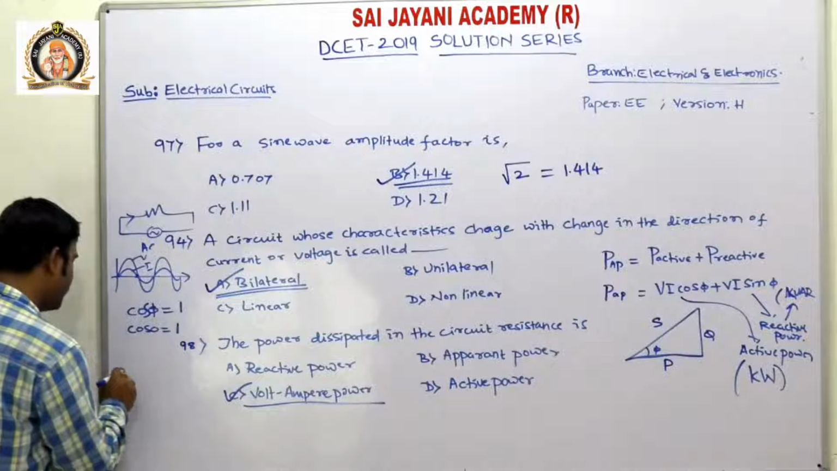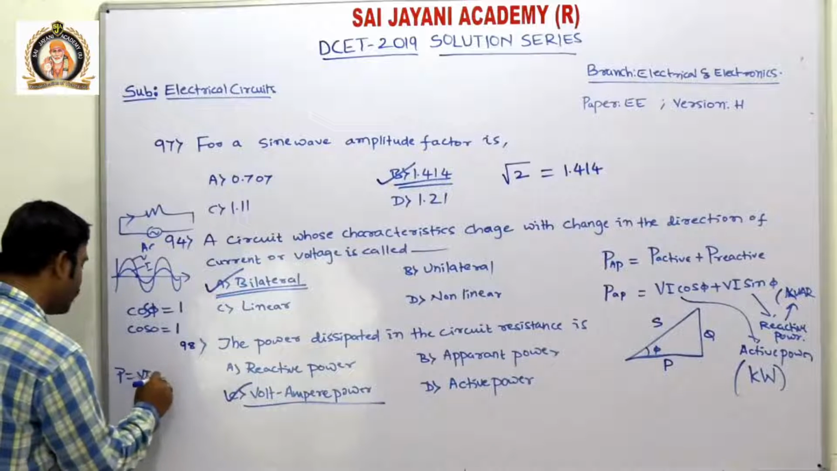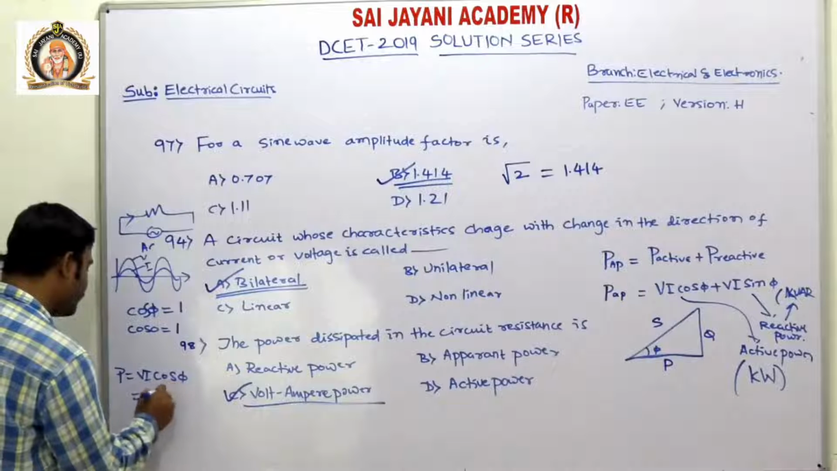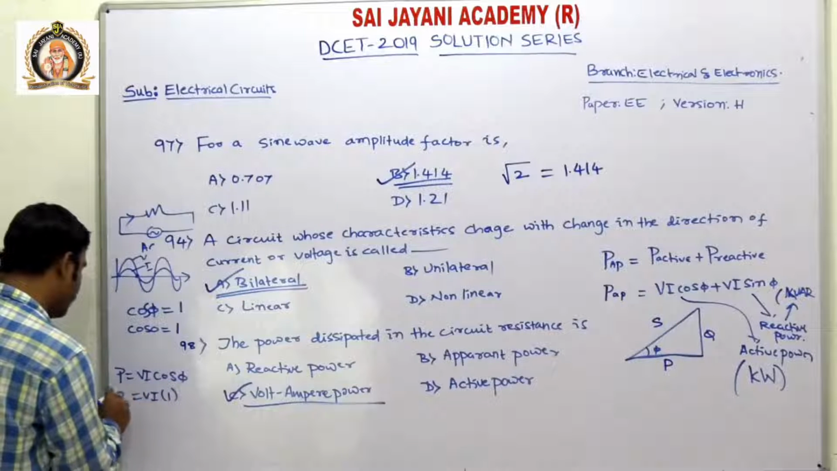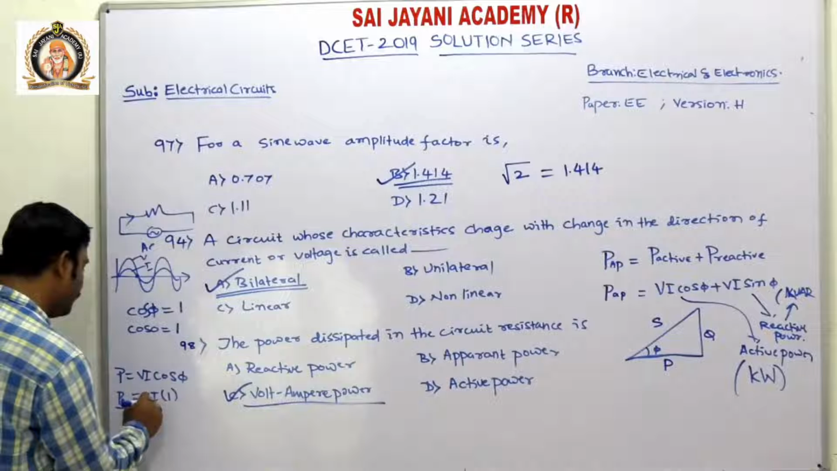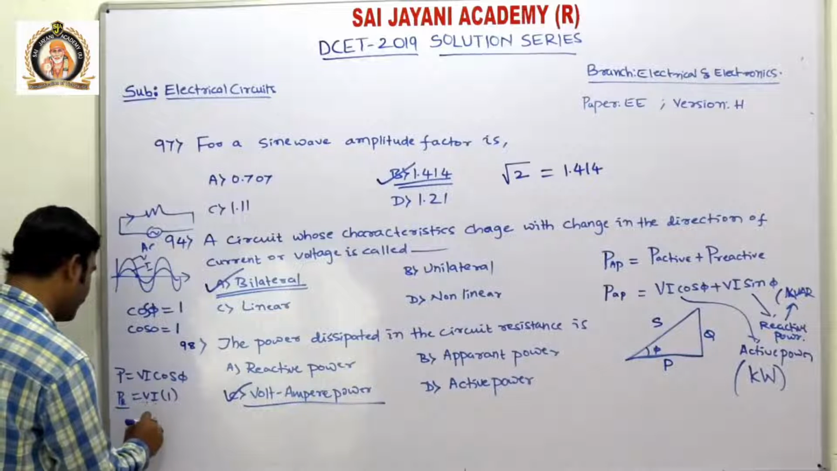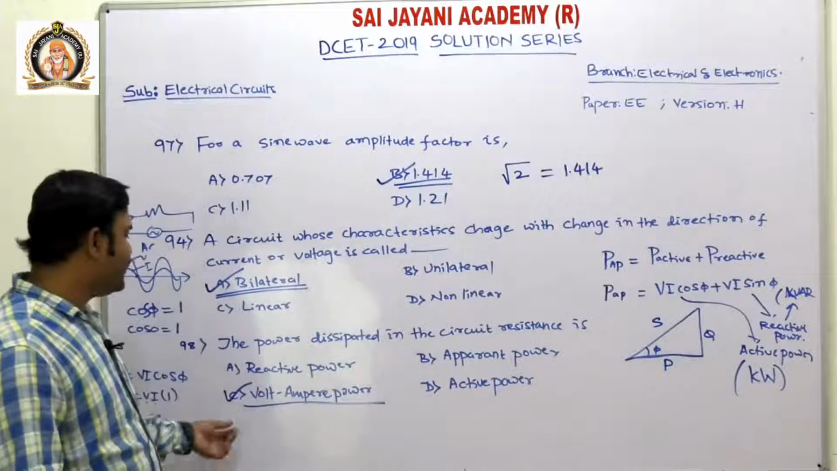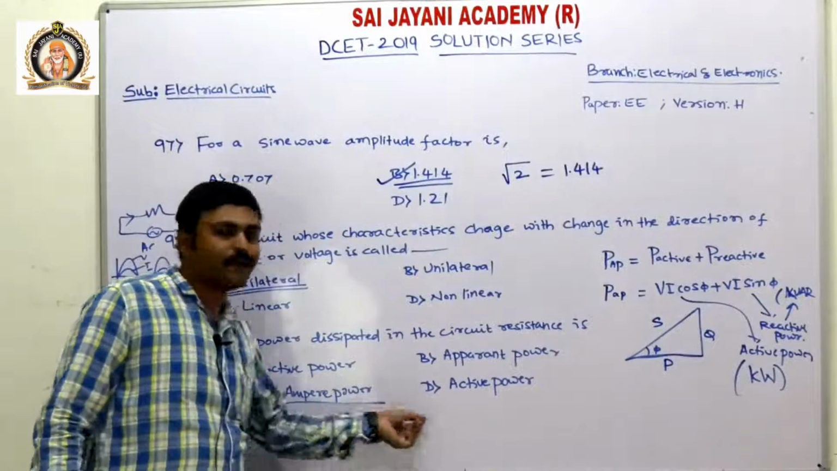Hence we know the power equation P equals VI cos phi, and cos phi value is 1. So the power dissipated in the resistor is simply V into I, volt amps. Voltage unit is volt and current's unit is ampere. So the power dissipated in the circuit resistance is simply volt ampere power.